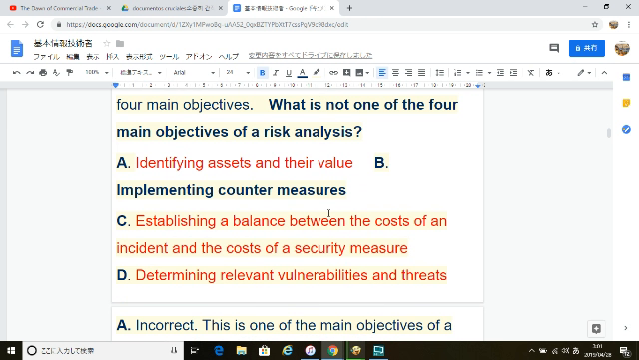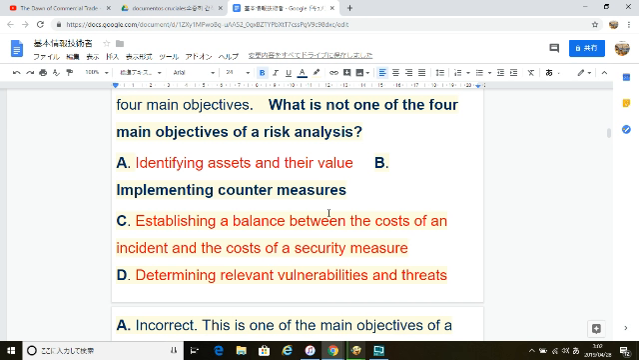B. Implementing countermeasures. C. Establishing a balance between the costs of an incident and the costs of a security measure. D. Determining relevant vulnerabilities and threats.